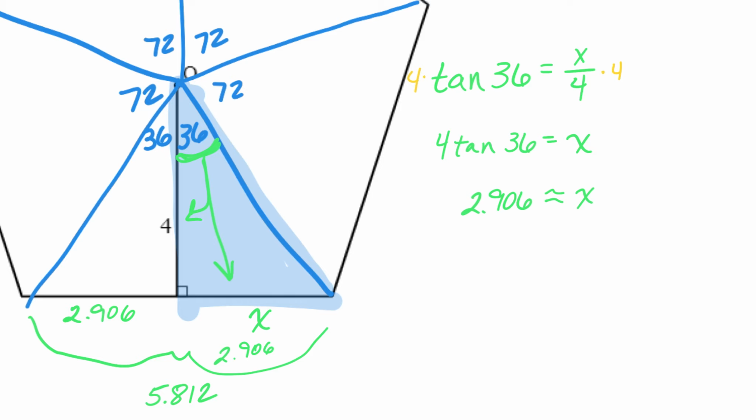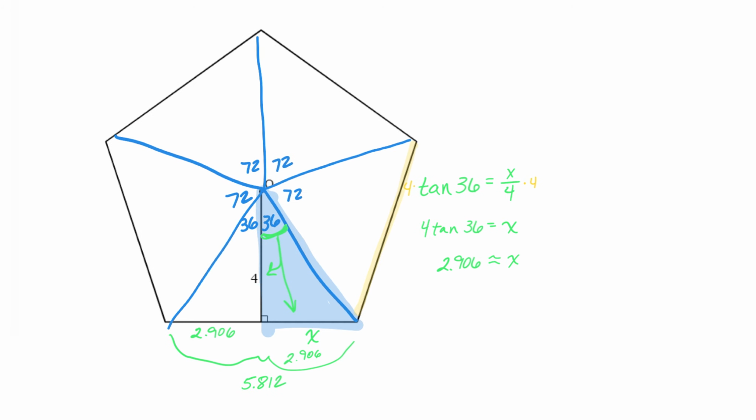Well, if that's 5.812, that means this side is 5.812. This one is, this one is, this one is, and of course the one that we tallied up. So we have that value, 5.812, one side times the 5 sides of our pentagon is going to give us our solution of 29.1.